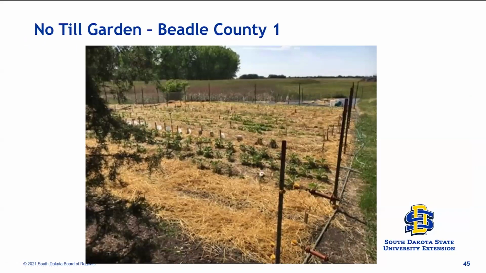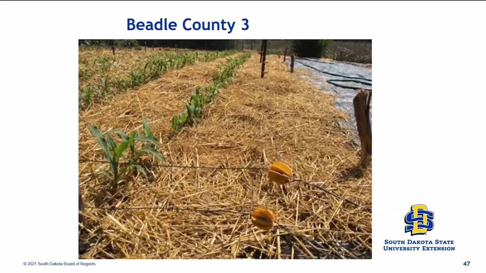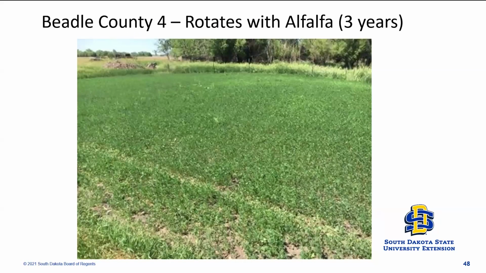Another garden here in Beadle County, using mulch there and no-till to plant. Another picture of the same garden. This guy here in Beadle County, he rotates with alfalfa. Half his garden is alfalfa. The other half is his garden. He goes back and forth, which is what he does. We're not saying everybody should do that. I think you have to learn these principles and apply them to your situation and how you like to do things. Maybe you have a very small space, and you don't do this type of thing, but you have cover crops, and you can put those in.